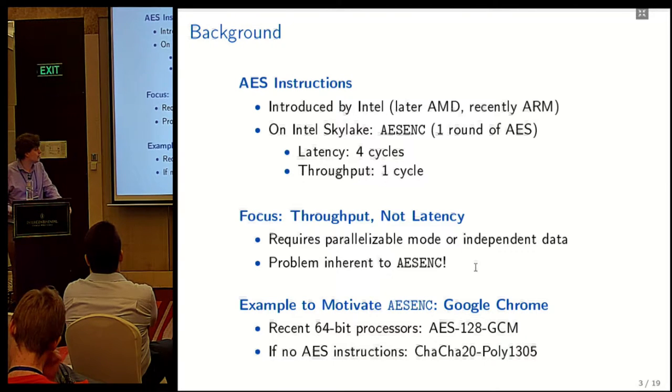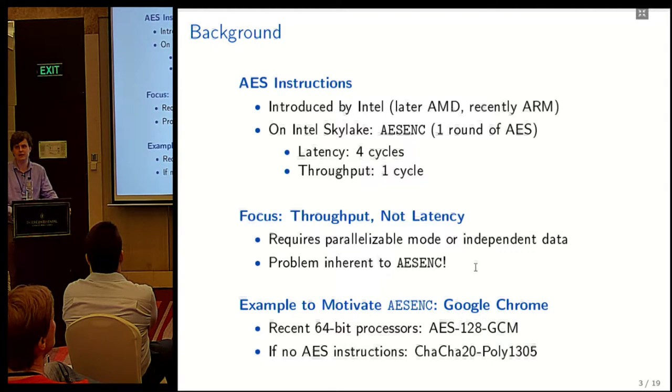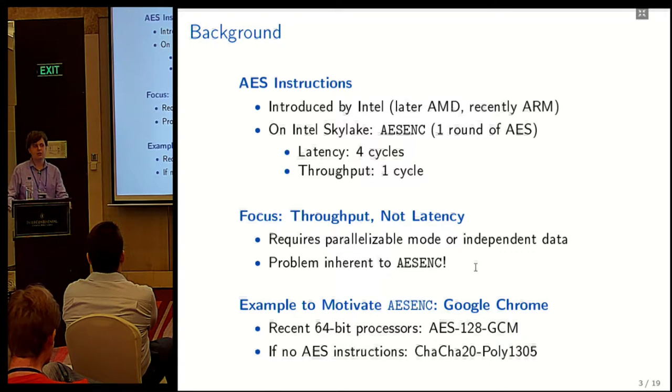Well, for Google Chrome, it's the case that only if you do not have AES instructions supported on the client side, you will use ChaCha20 with a Poly1305 authenticator. In other cases, if you use it on any recent processor that has support for AES, you will use AES-128-GCM.